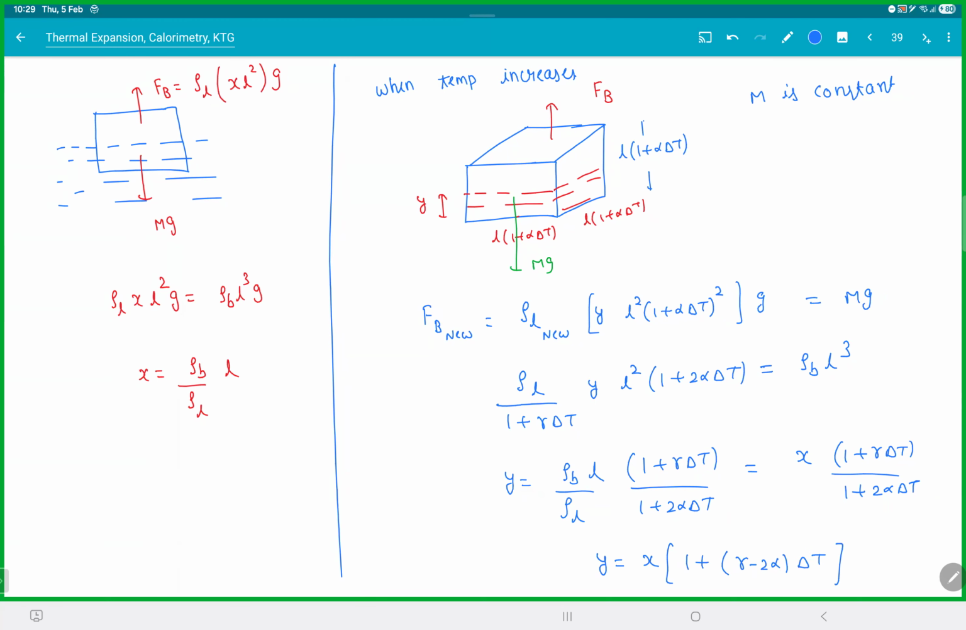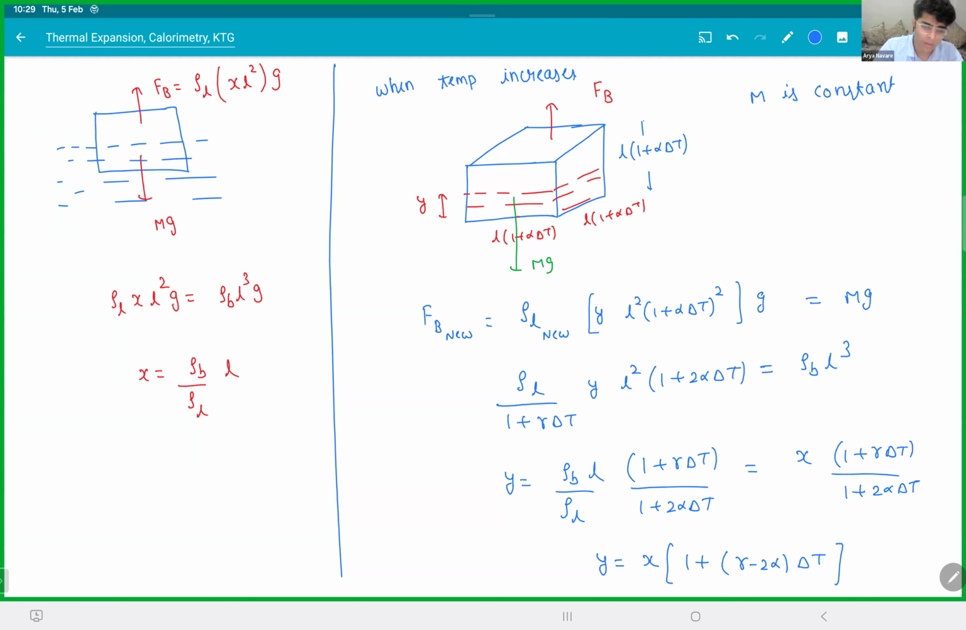So if gamma is greater than 2 alpha, the body will sink more. If gamma is less than 2 alpha, the body will come out a bit. If gamma is equal to 2 alpha, x will not change. No matter how much you increase the temperature or decrease the temperature, x will remain the same if gamma is equal to 2 alpha. Right, Samyak?